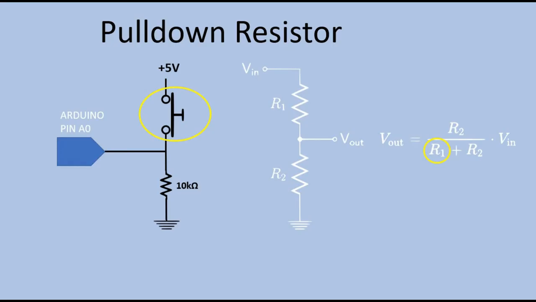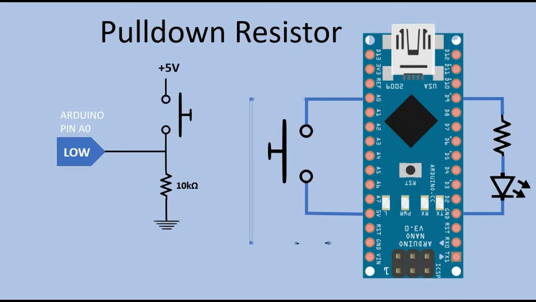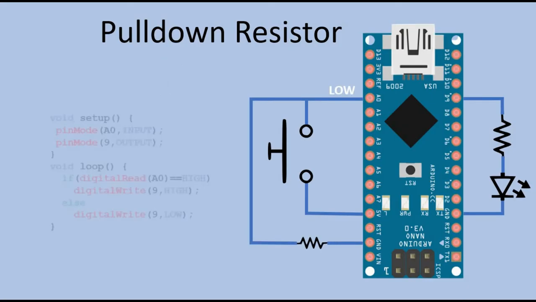So if we assume it is 0, then it disappears from our formula and we can reduce our two values and we end up with output voltage being equal to input voltage. And that means we read high at our pin A0. So let's introduce the pull-down resistor in our setup. Again, here is the code we will use.